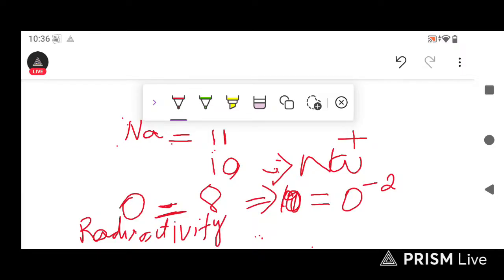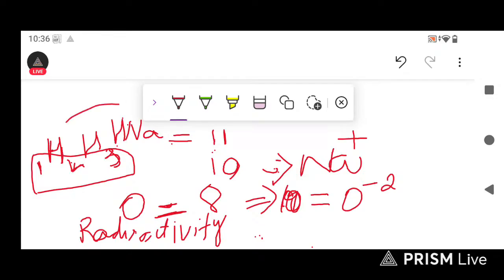It alters the proton number, transforming the atom into a completely new element. When the number of protons changes, take hydrogen: hydrogen 1, hydrogen 2, and hydrogen 3. Some of the isotopes of hydrogen become radioactive. So radioactivity can alter the proton number and transform the atom into a completely new element.